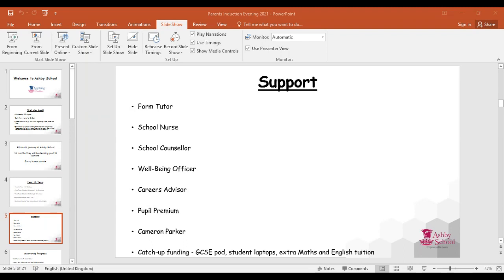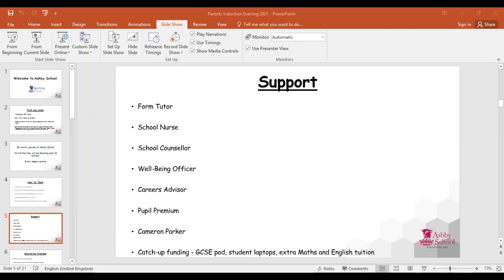So it just means that we can support your child with a variety of different things, ranging from small things such as the purchase of uniform, buying resources, a new card, a new lanyard, supporting with trips and educational visits, and some tutoring if your child is struggling. That funding can be used for a wide range of things, but it is there to support your child.